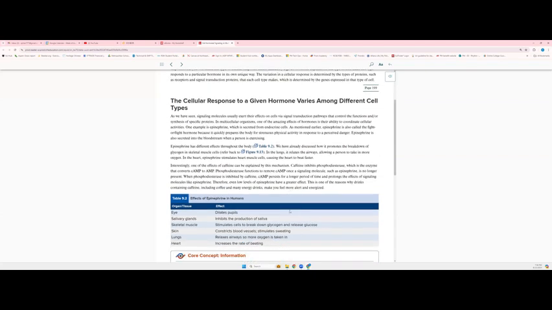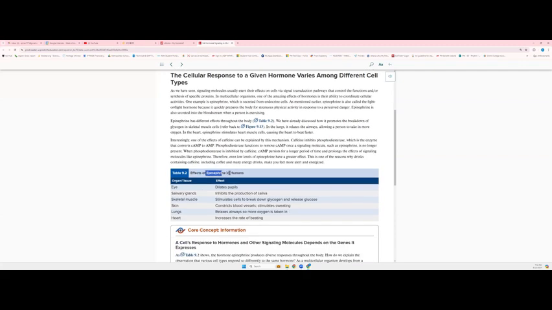This table says that the same hormone in different organs will have different effects. For example, in the eye, it can dilate the pupils. In the gland, it can inhibit the production of saliva. For the skeletal muscle, it helps break down glycogen and release glucose. For the skin, it can constrict the blood vessels and stimulate sweating. For the lung, it relaxes the airway so more oxygen is taken in. For the heart, it increases the rate of beating.